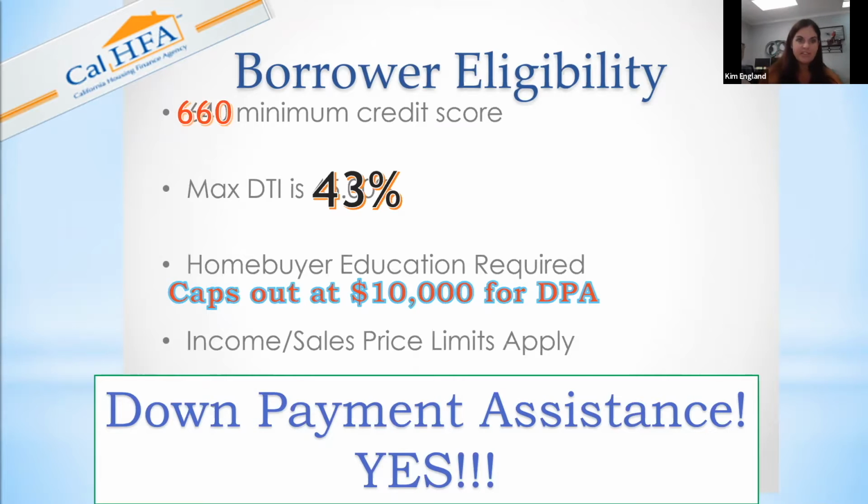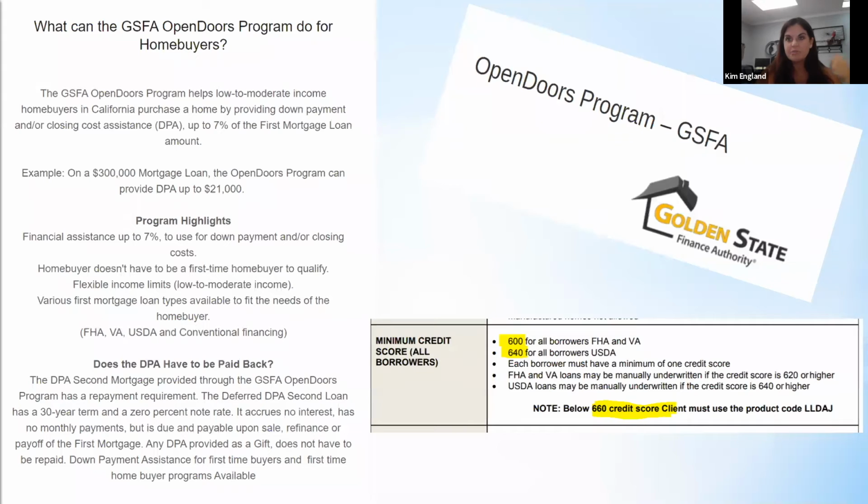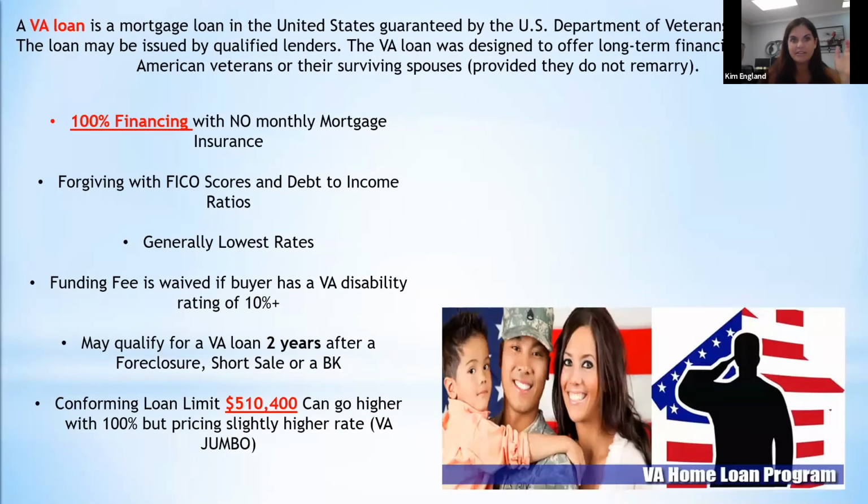With Cal HFA you end up paying the whole thing back. The interest rates are slightly lower, whereas with Open Doors, you can get up to 4%, which can potentially be a gift where they don't have to pay it back at all. And then 2% gets paid back, but the interest rates are slightly higher. So it depends on the individual borrower and what their needs are as to which program you're going to go with, but they are still there.